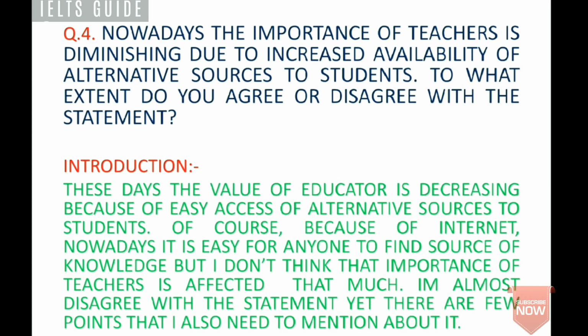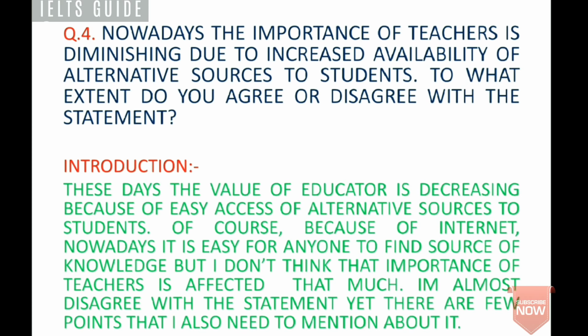Yes friends, I have said that yes, it is true that nowadays alternative sources are available for students very easily for studying, but I also said that I don't think that the importance of teachers is affected. Yes friends, the importance of teachers is not affected, I said that. And then I said that I almost disagree.